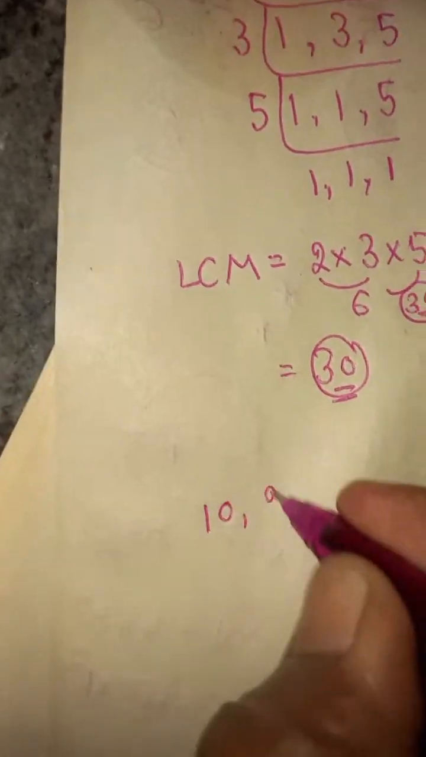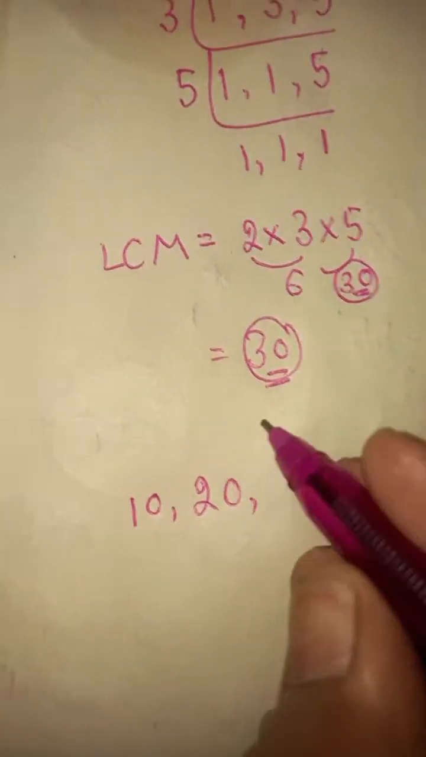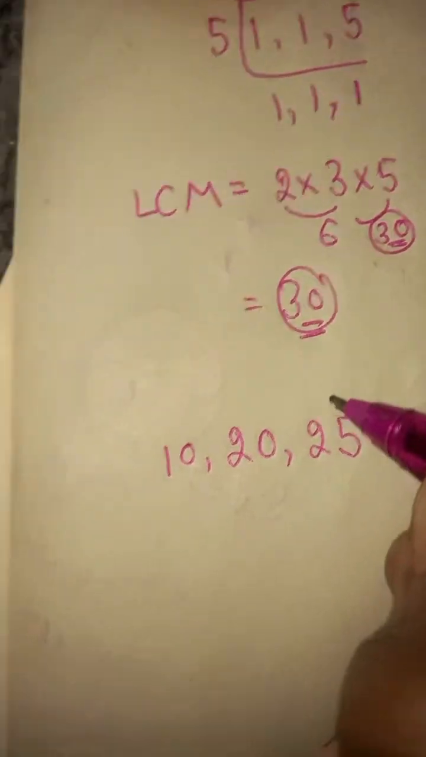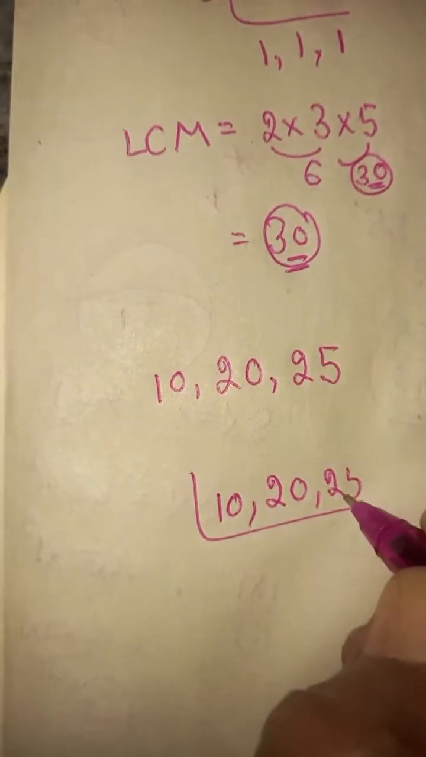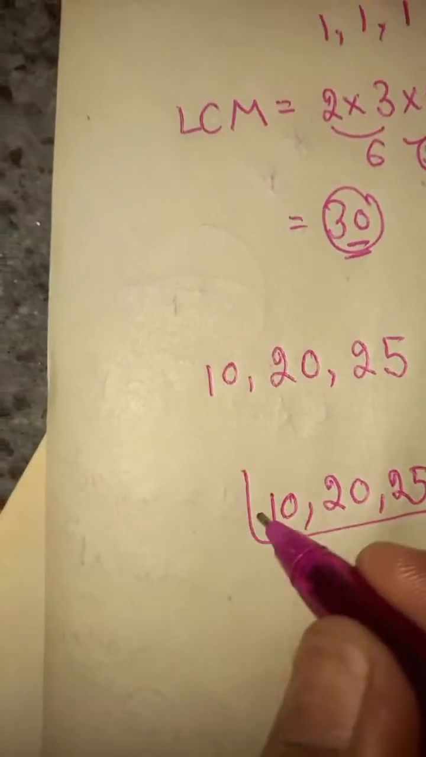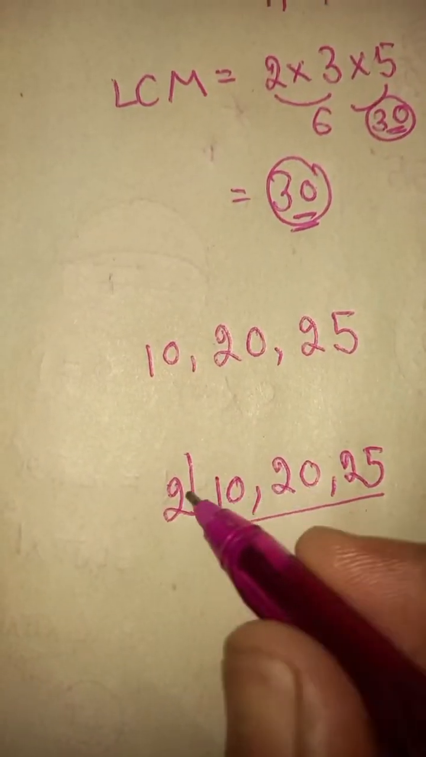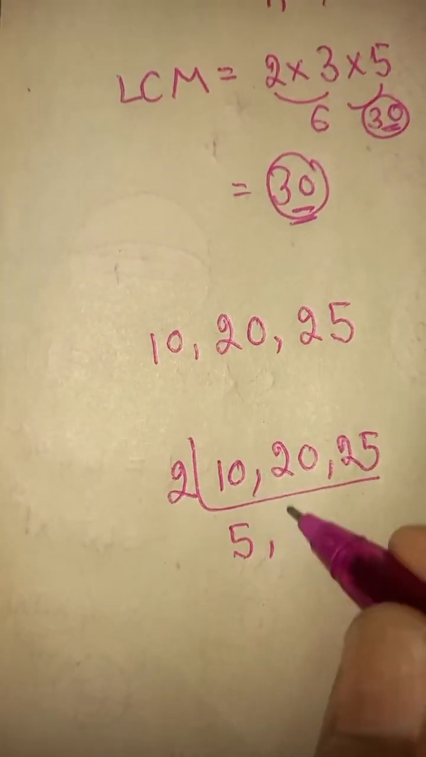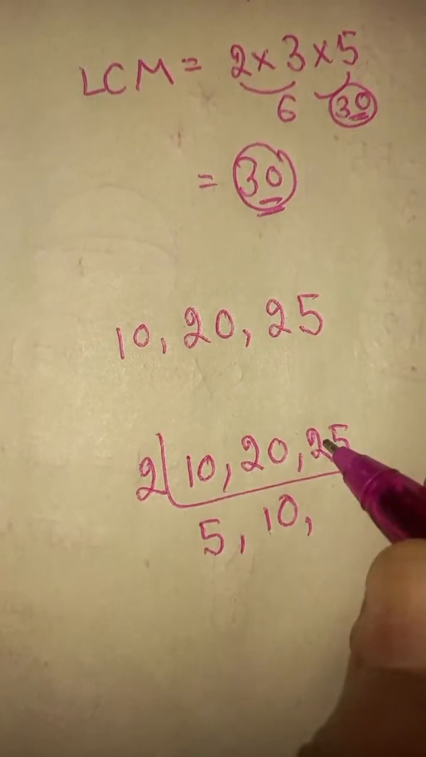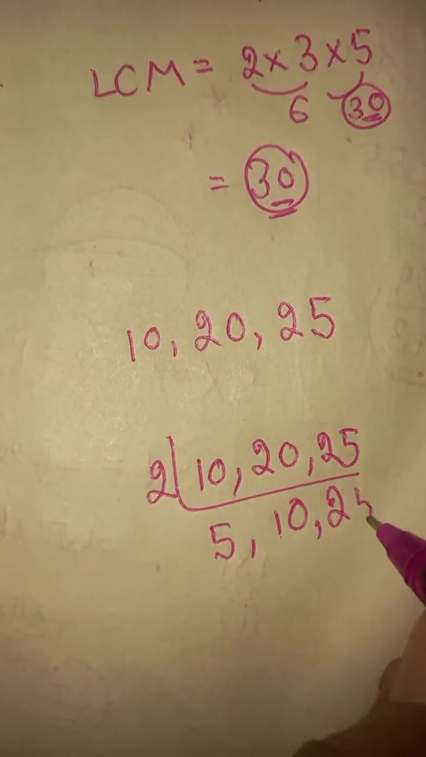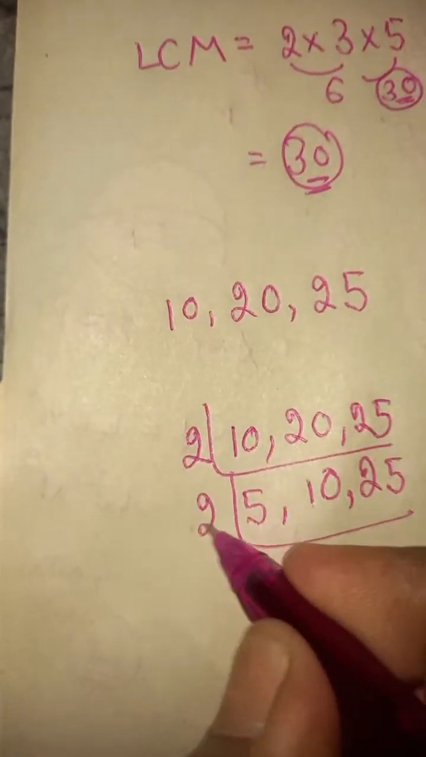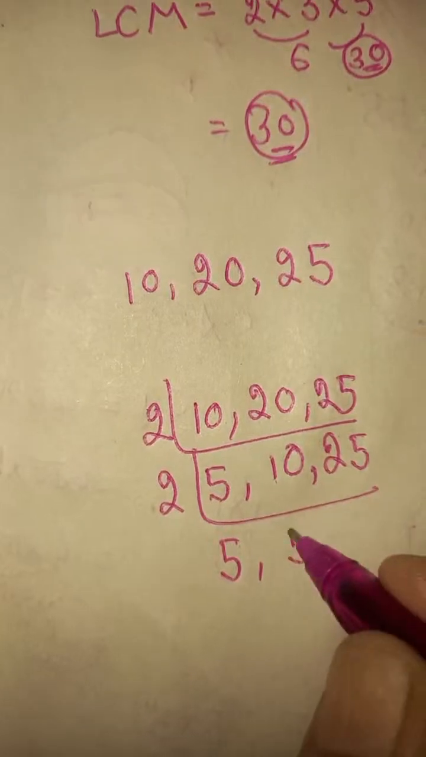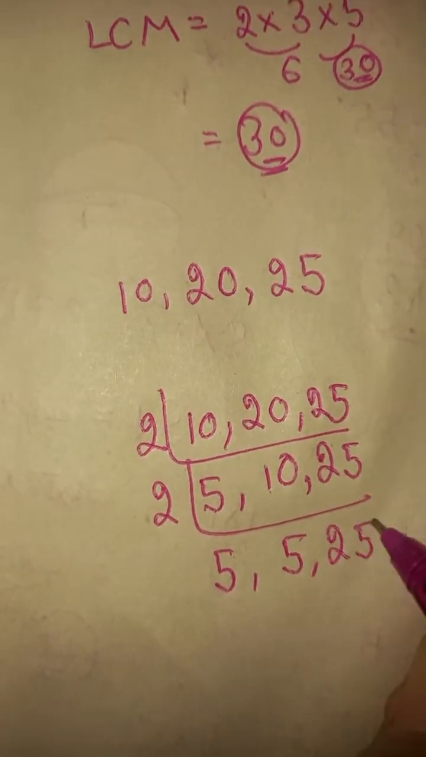Let's take more numbers. Here I am taking 10, 20 and 25. Let's find out the LCM of them. 10, 20, 25. Here also start by dividing by 2. You can divide these two numbers by 2, so take that. 2 5 times 10. Again 2 10 times is 20. 25 you cannot divide by 2, it remains like that. Next you can again divide 10 by 2, so again take 2. 5 remains like that. 2 5 times 10. And 25 also remains like that.